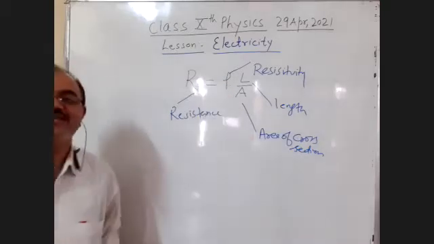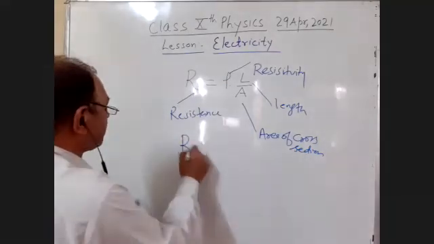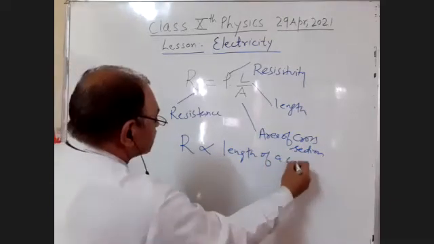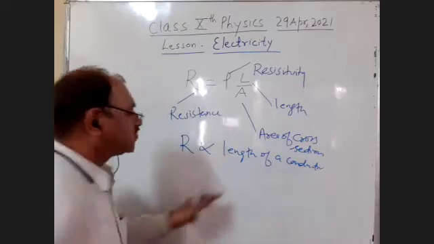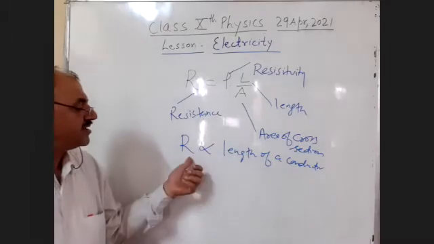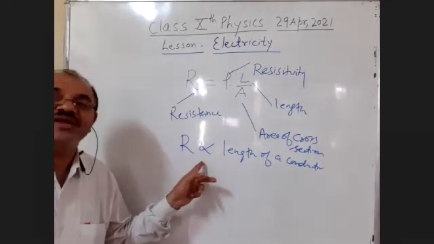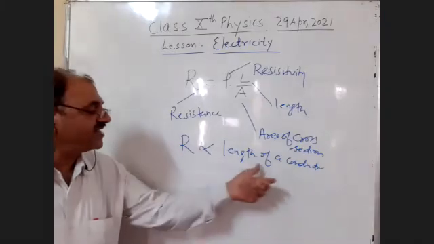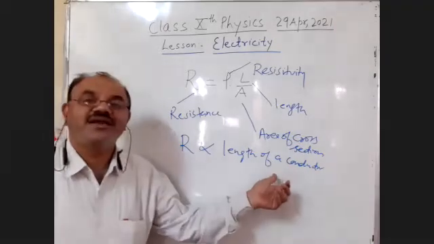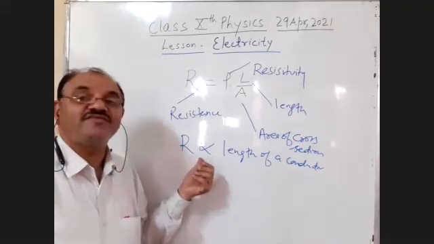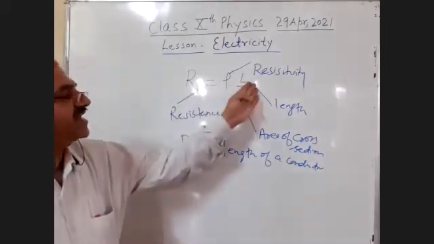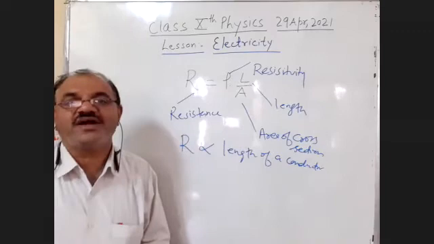Now it signifies that resistance is directly proportional to the length of a conductor. Students, if the length of the conductor is more, definitely, because this is a direct relationship, the resistance will be more. If the length is less, the resistance will also be less. Is it clear, students? Because resistance is directly proportional to the length of the conductor.